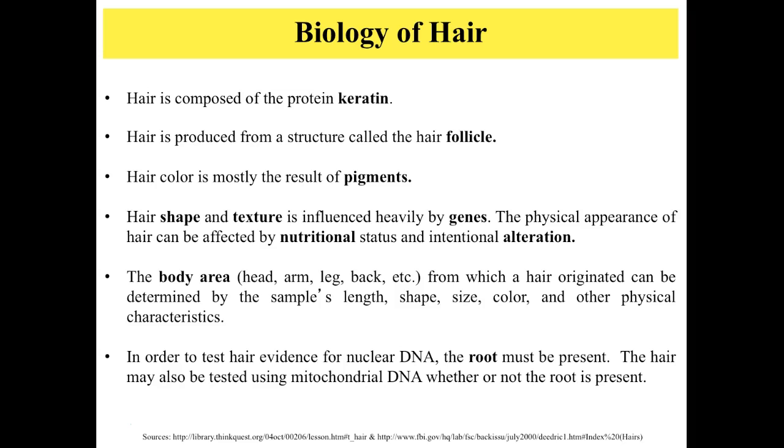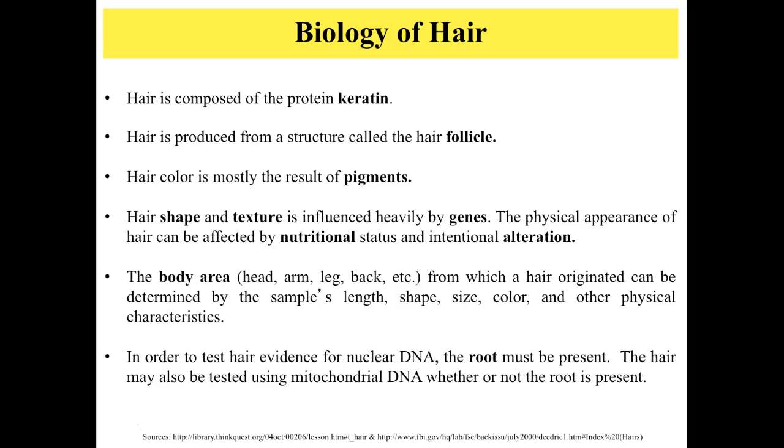Hair shape can be round or oval, and its texture can be curly or straight. These characteristics are heavily influenced by your genes, okay? You can change the physical appearance of your hair. Some of those changes can be affected by nutritional status, but it can also be affected by your intentional alterations. So heat curling, perms, straightening, and coloring your hair can change the shape and the texture as well.